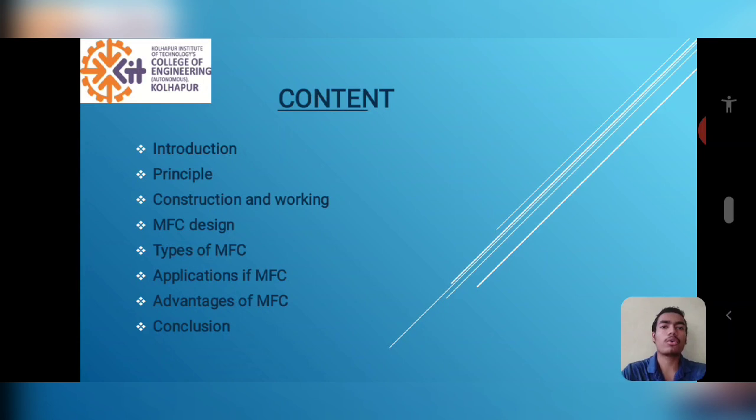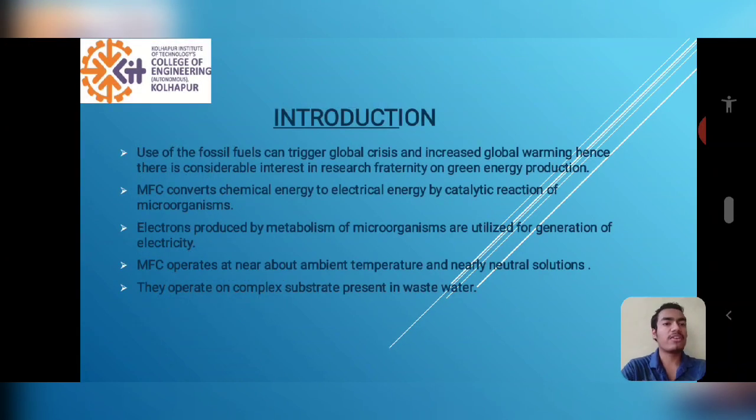What we are going to see is the contents about MFC, microbial fuel cells: first introduction, principle, construction and its working, different types of MFCs and their designs, applications, which is very important, advantages, and we conclude at last. Myself Gaurang, age 20, and I am going to give the introduction.